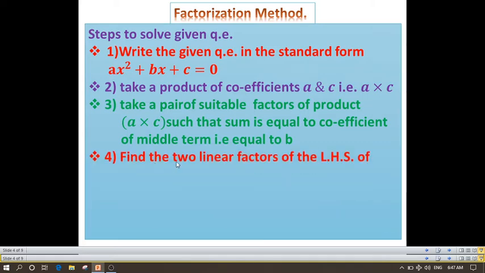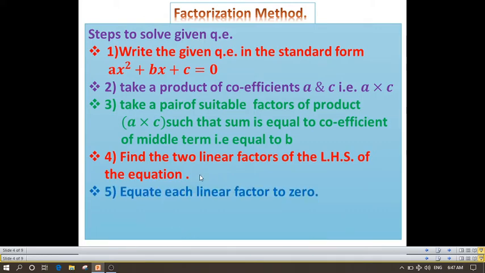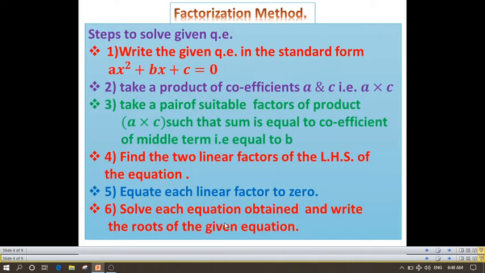Fourth, find the two linear factors of the LHS of the given quadratic equation. Fifth, equate each linear factor to 0. And lastly, solve each equation obtained and write the roots of the given quadratic equation. So these are the steps for solving quadratic equation.